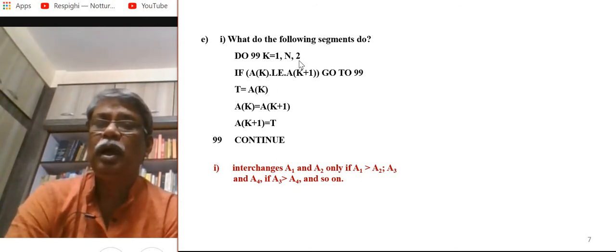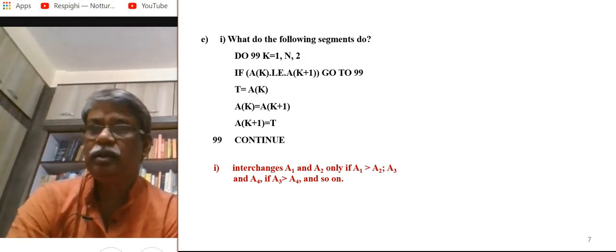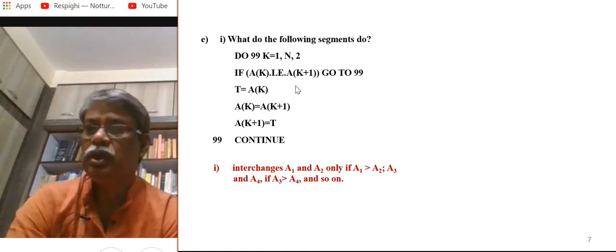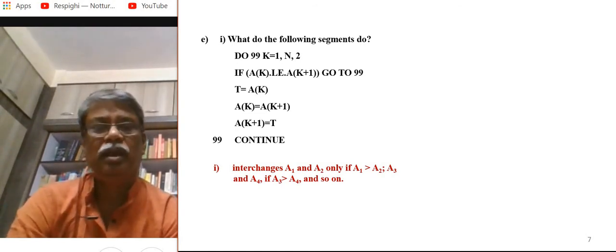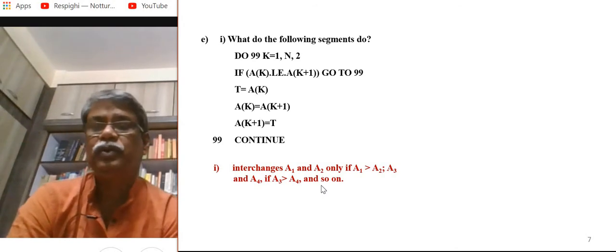It goes k equals 3. So 1 and 2 is done. Now 3 and 4, like 1 and 2, so 3 and 4, right? And then so on, 5 and 6. Of course, in each case, it would check whether a3 is greater than a4 and so on. Okay.